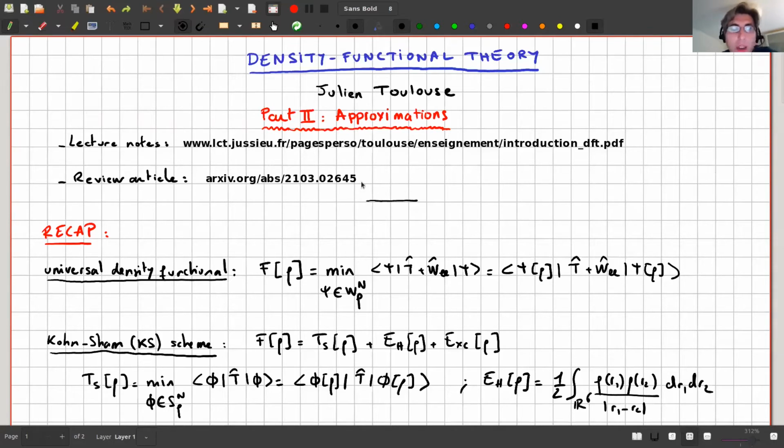So I remind you that you can have a look at the lecture notes at this address, and also at this review article, the link is in the chat window, which is particularly relevant for the approximations because I have described many approximations in detail in this review article. Okay, but before we really start, let me recap briefly what we have seen last week.